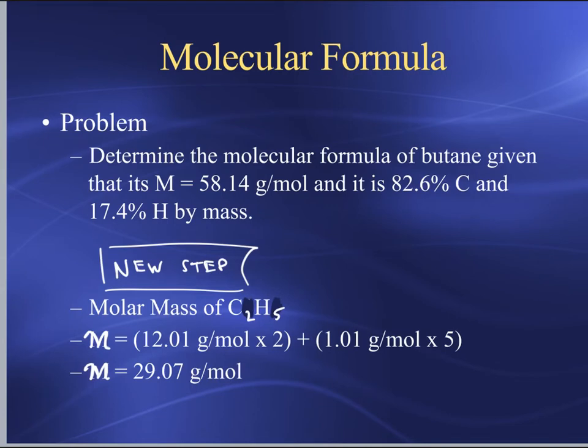Okay, so now to figure out what the molecular formula is, what the real formula of this compound is, we need to figure out the molar mass of the empirical formula. Okay, that's what we need to solve for. So our empirical formula was C2H5. So right here, solving for the molar mass, 12.01 grams per mole times 2 for the carbon, plus 1.01 grams per mole times 5 for the hydrogen. We get a molar mass here for the empirical formula, EMP, equaling 29.07 grams per mole. We're going to use that.